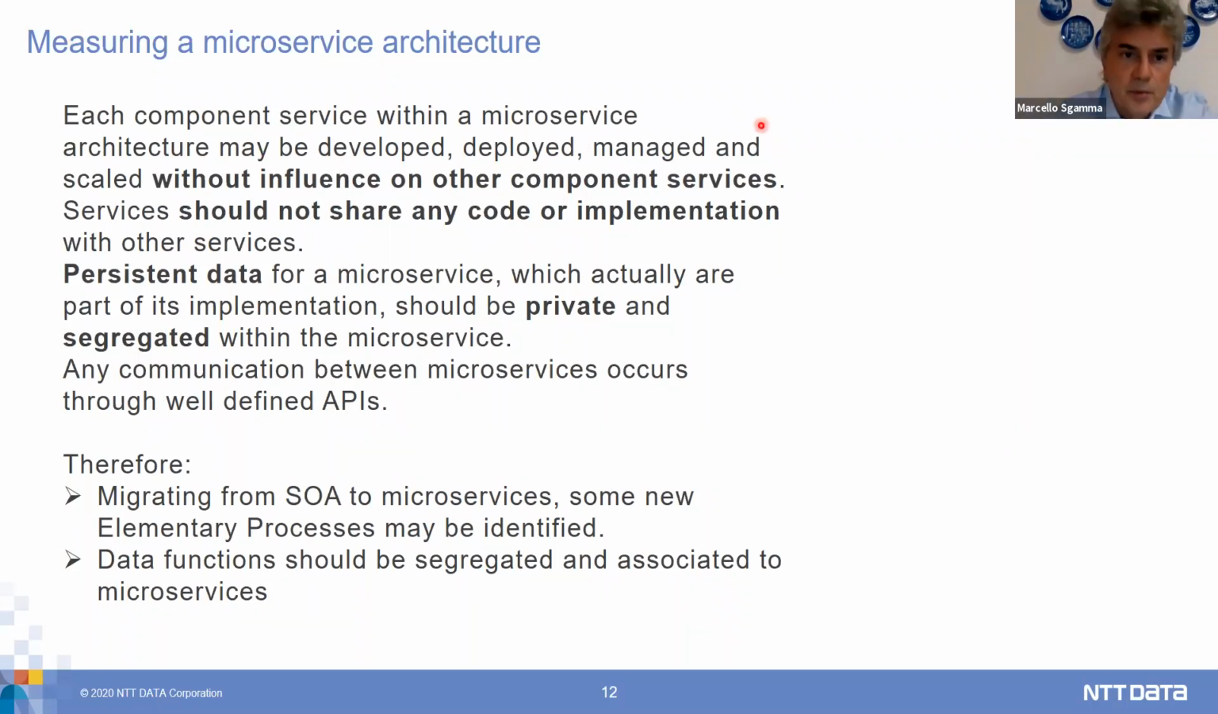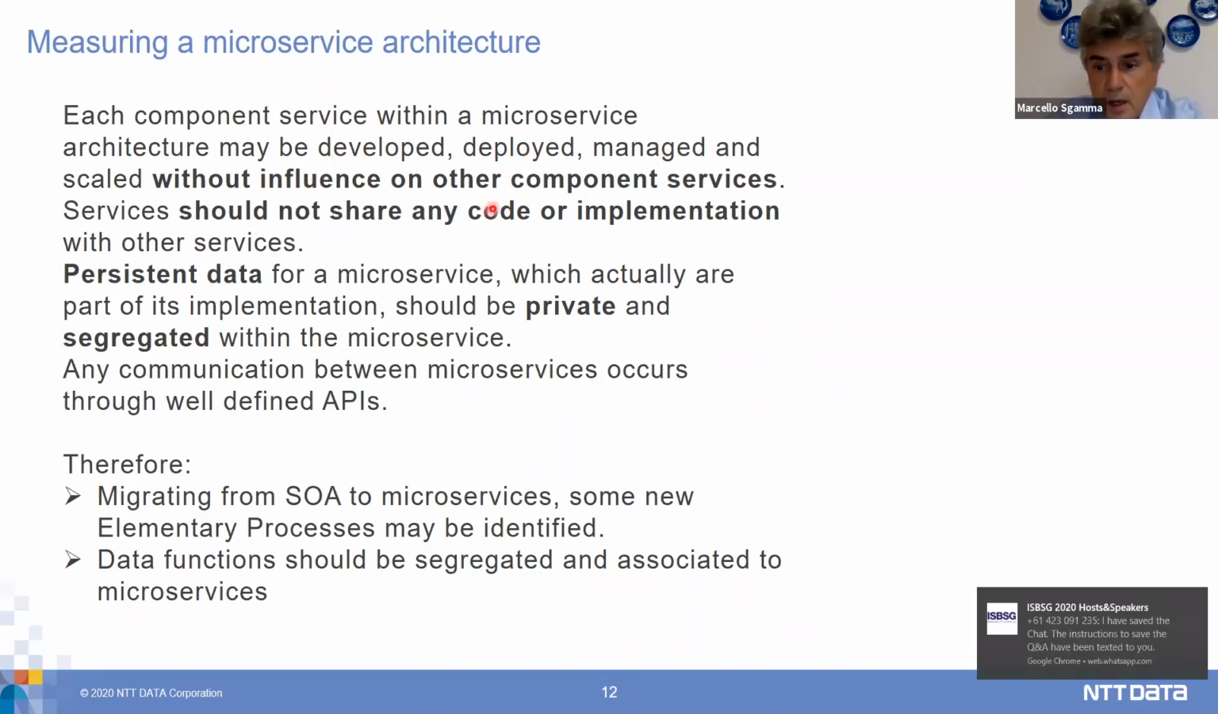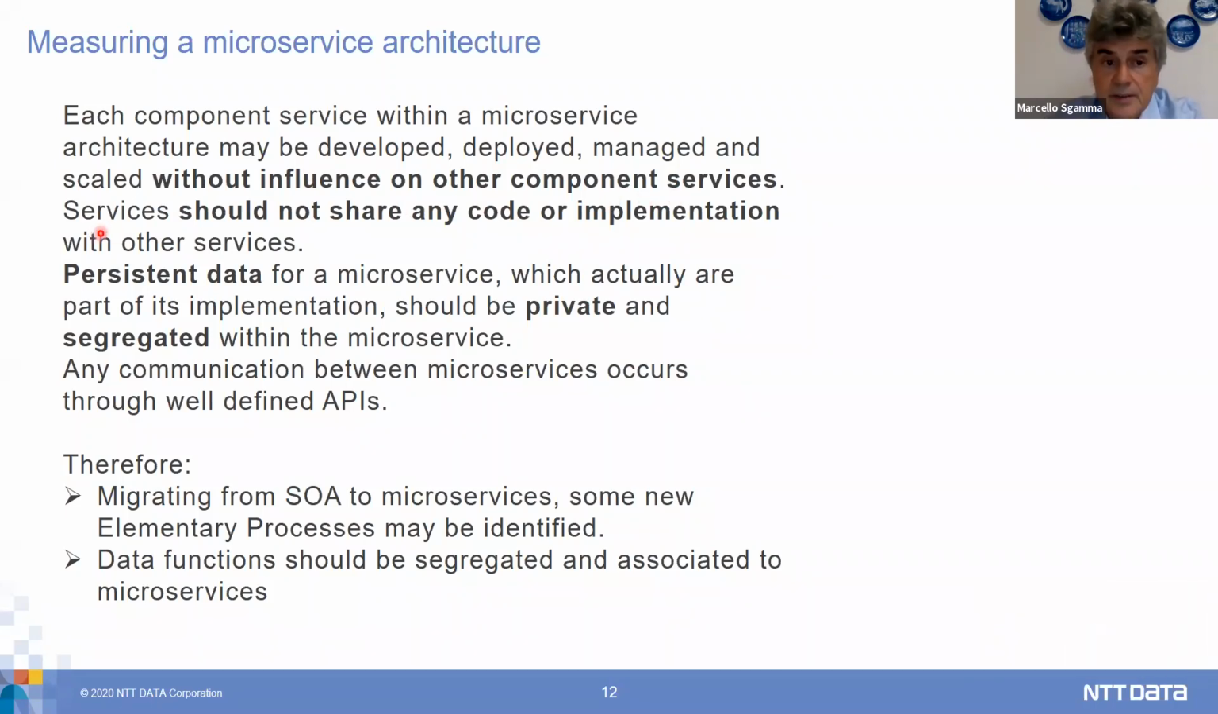Let's pass to microservice architecture. The basic characteristics of a microservice architecture are that any component service within a microservice architecture should be independent, must be developed and deployed without influence of other component services. The various services should not share any code or implementation, and persistence data for a microservice should be private and segregated within the microservice.